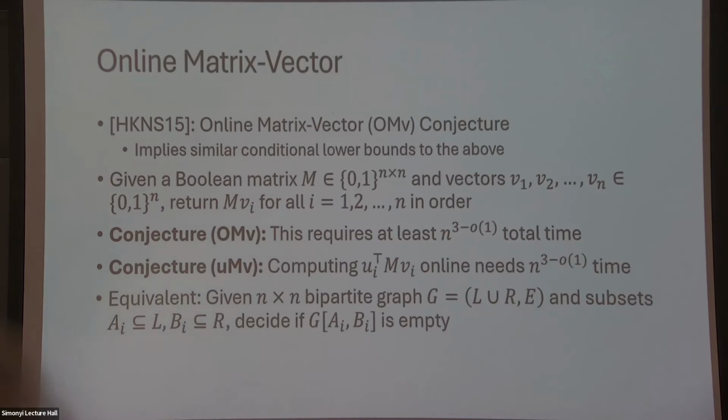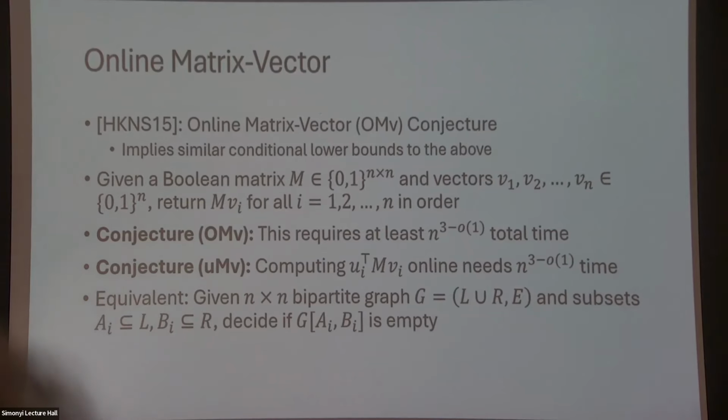If you want to think more graph theoretically, here's an alternate formulation. I give you a bipartite graph initially, given by its edges. And then during each query, I give you a subset Ai of the left and Bi of the right. And the only question I ask is: is there some edge between Ai and Bi in the graph? Once again, you could do it in n squared time just by checking all the pairwise edges, and the question is, can you do better?